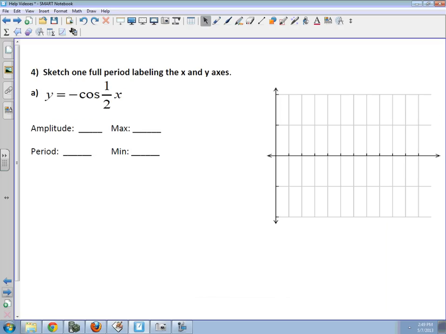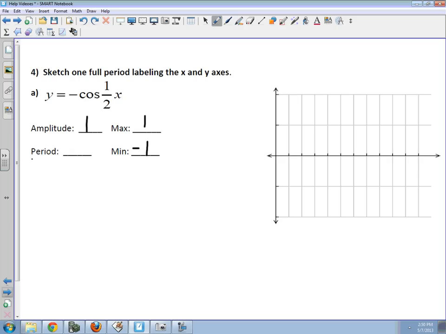And the last one I'm going to do is number 4. It says sketch one full period labeling the x and y axis. Okay, so amplitude is 1. It's always the absolute value of the number in front of the trig function. Max and min are 1 and negative 1. I know that because there's no vertical shift.